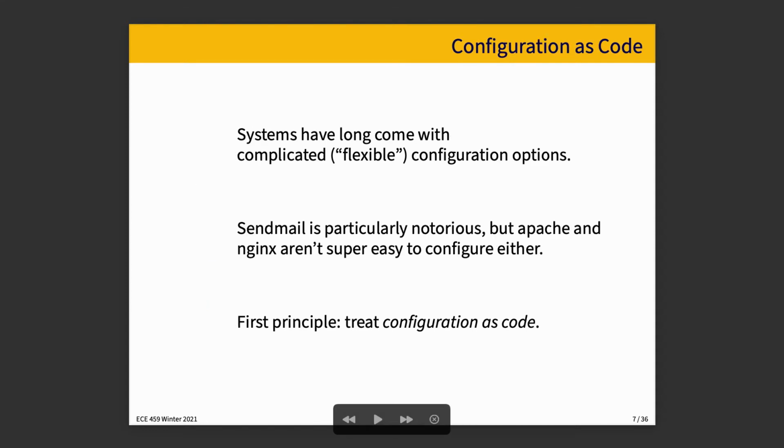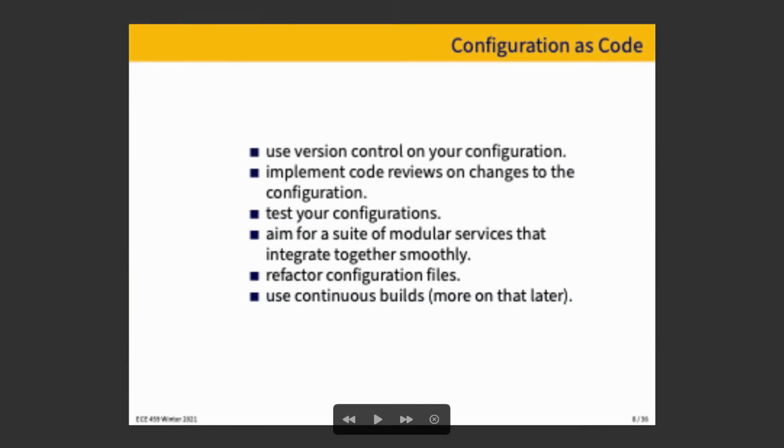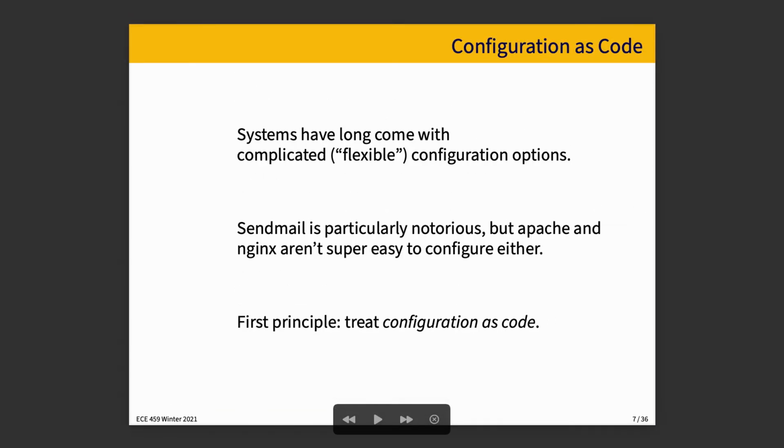Okay, so here's a couple of suggestions for managing things. And the first one is you should always treat configuration as code. Systems have really come with a lot of complicated configuration options. They try to pitch it to you like it's a good thing by calling it flexible. As I think we've discovered at this point, the defaults are usually fine for a lot of situations, and giving users options just makes it more likely that they choose the wrong ones, and therefore anything we could do that would reduce that is good.